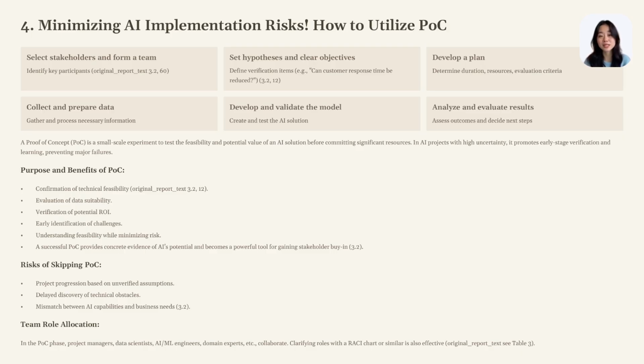Clarifying the division of roles using a RACI chart or other chart to determine who is responsible for what will lead to smooth progress. AI projects are highly uncertain. That is why verification and learning at the early stages of this POC are very effective in preventing major failures and increasing the probability of success.